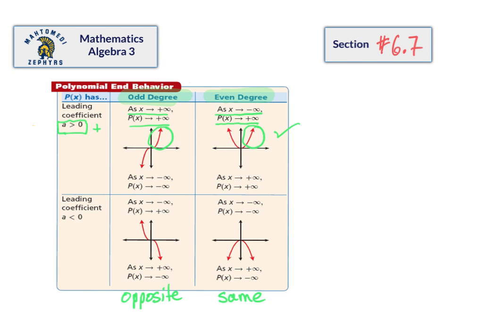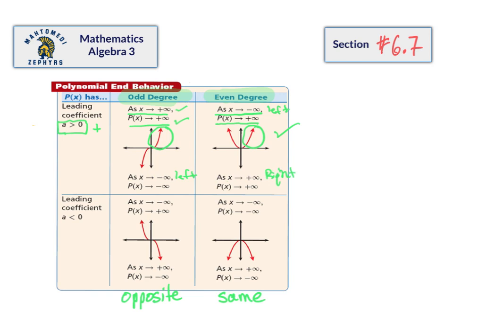As x goes to positive infinity, the function is going to positive infinity on the right. And when we say x is going to negative infinity, this is talking about the left side of the graph. Okay. This is talking about the left side of the graph. This is talking about the right side of the graph.